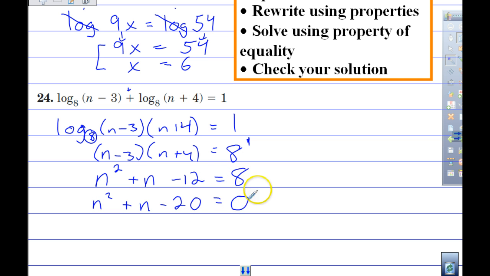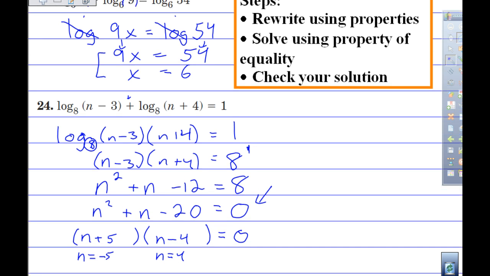negative 20. So with quadratics, remember to solve them, you have to get equals 0. That's the goal, first goal anyway, solving quadratic. Get it equal to 0. And then we can go ahead and factor. So what two numbers multiply to negative 20, add to 1? Yeah, 5 and negative 4. And so our answers are negative 5 and positive 4.